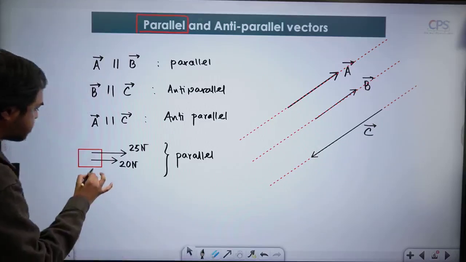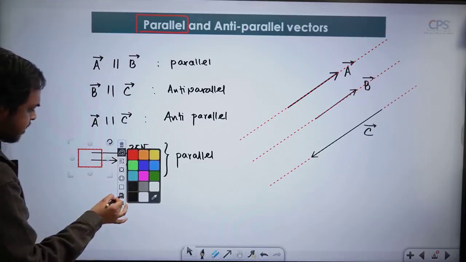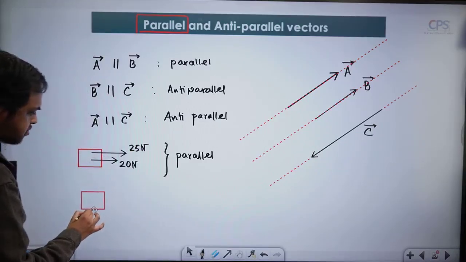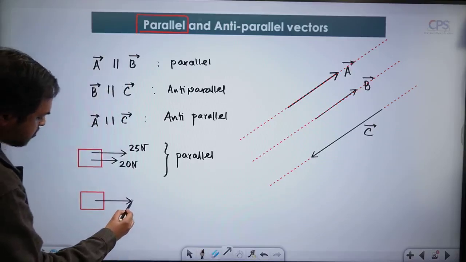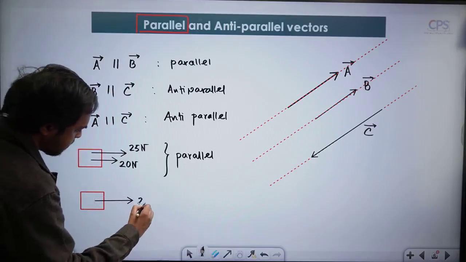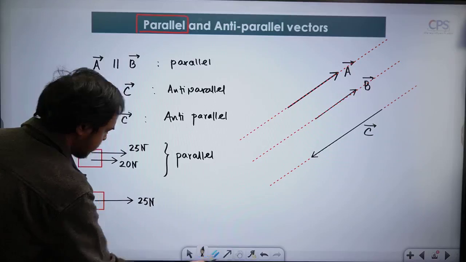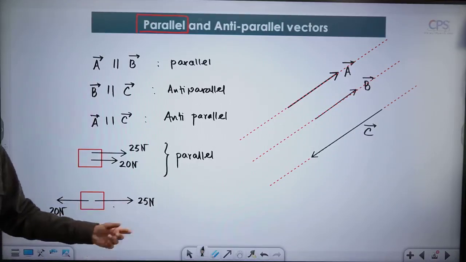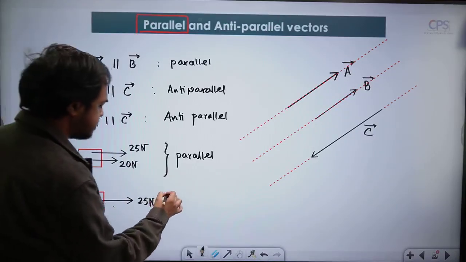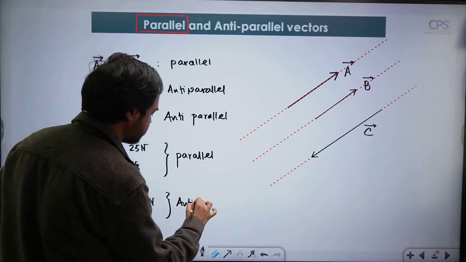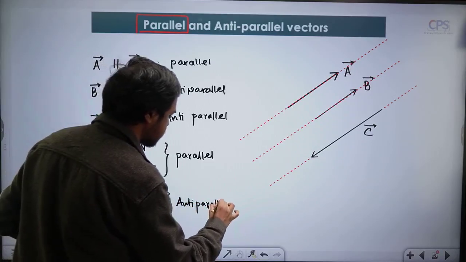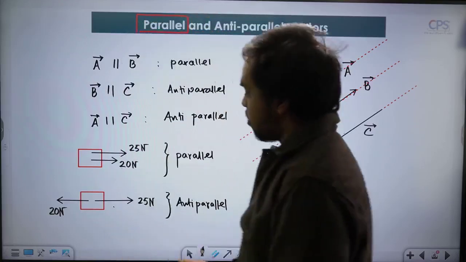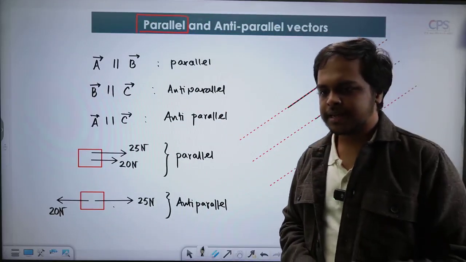Now one more thing. Let's think about one more example or case where 25 Newton and 20 Newtons are in the opposite direction. So these are parallel but in the opposite direction. That's why this is a case for antiparallel vectors. Okay. So this was the basic of it.